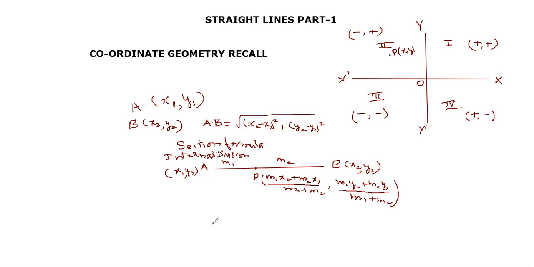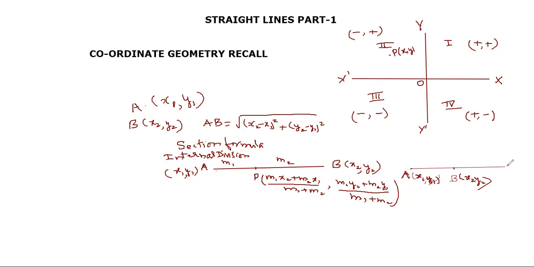But if the point is outside, suppose we have a line joining the 2 points A and B. Suppose this is point A and here somewhere is point B. The coordinates of A are x1, y1, and the coordinates of B are x2, y2.